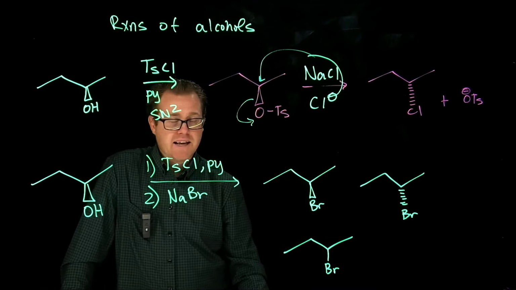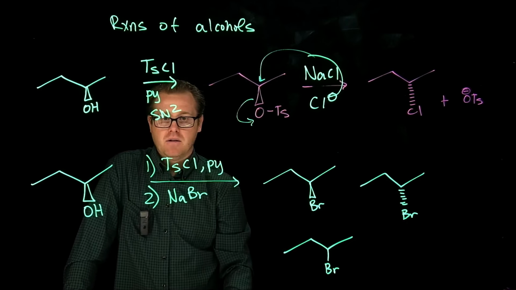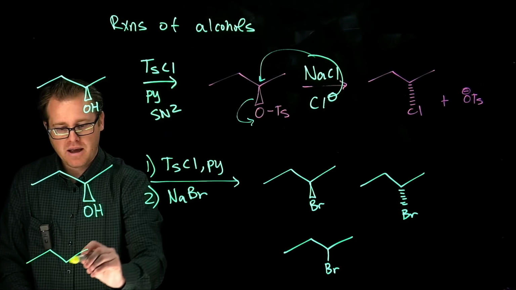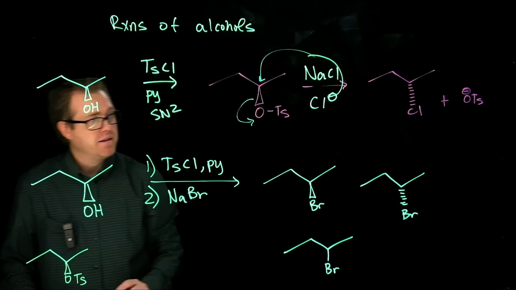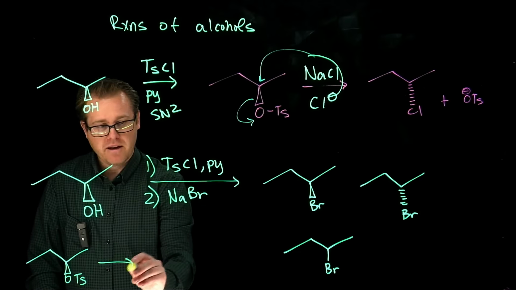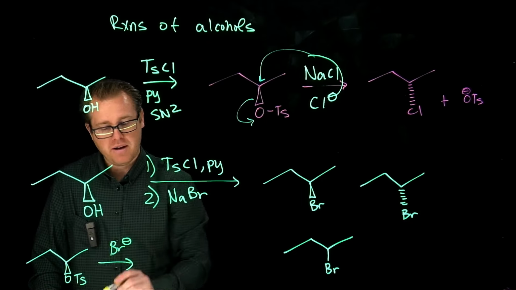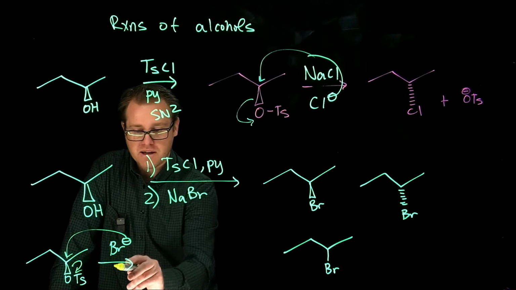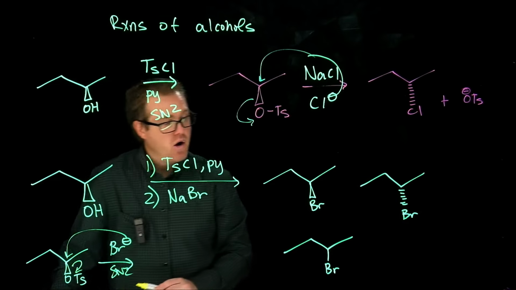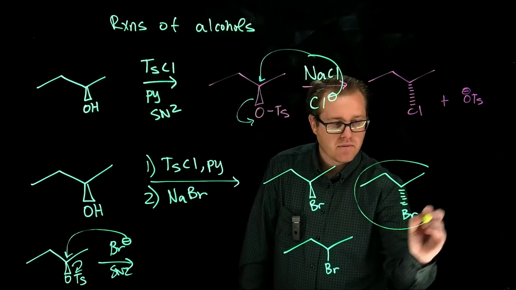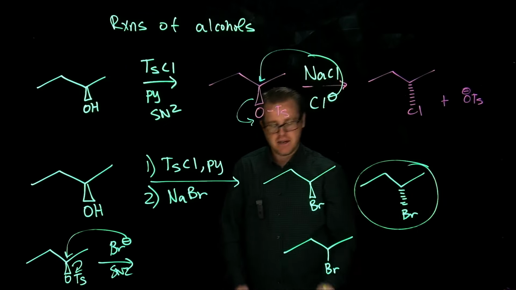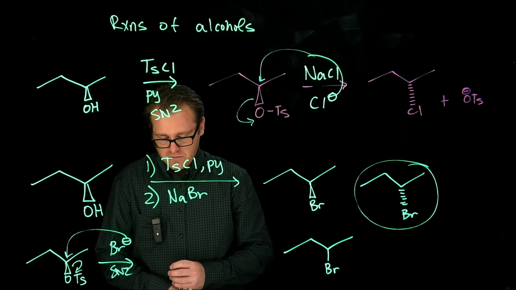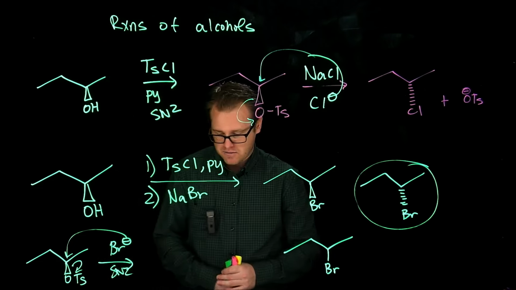Well, it's going to proceed by the same mechanism as above. Our first step is going to convert our alcohol into a good leaving group. And then we can treat that with step 2, which is just going to be the bromide. That's going to be backside attack, SN2 style, and so that's going to form only that product, because it proceeds by an SN2 mechanism. Very important to see that.